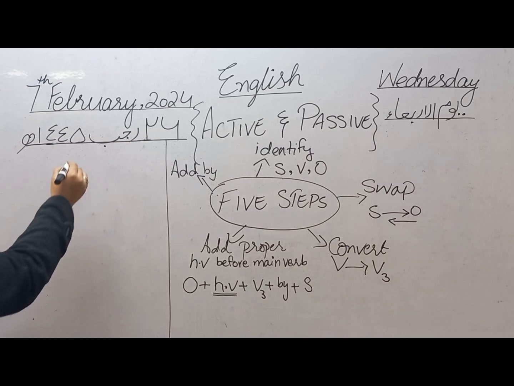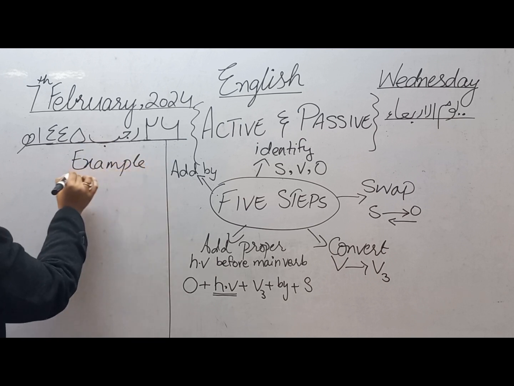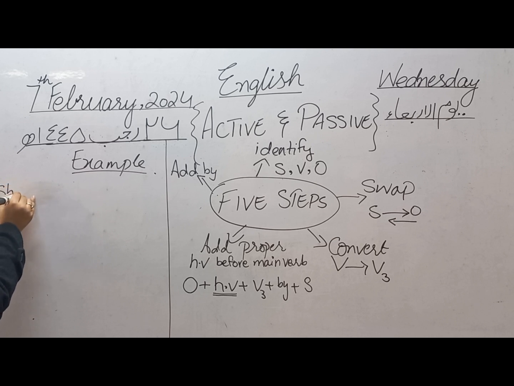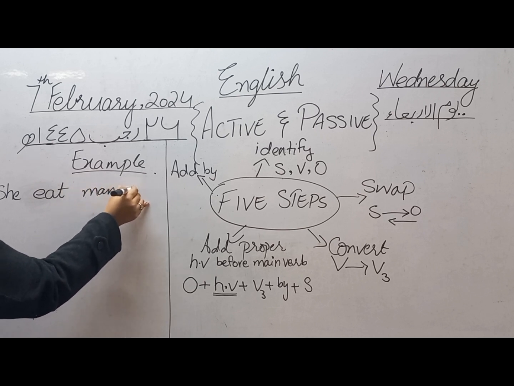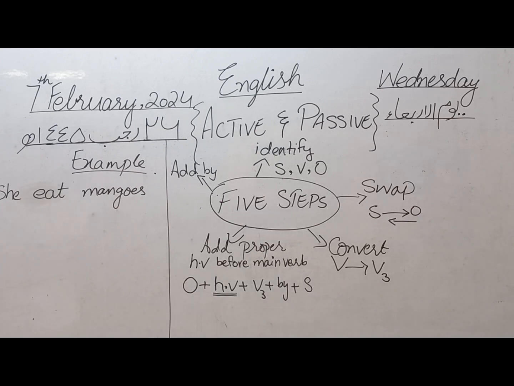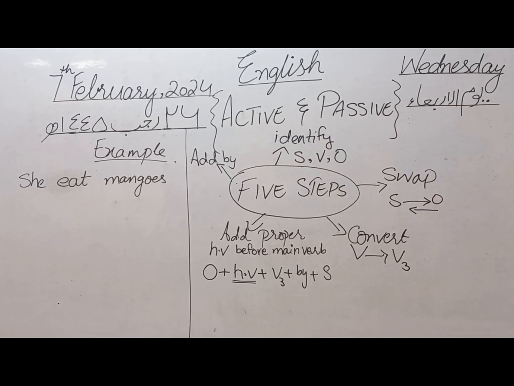So the first example, "She eat mangoes." For example, I have taken just a simple sentence so that you can learn easily. So first step, what is the first step? Correct. Identify subject, verb and object. So who will tell me what is the subject in this sentence? She eats mangoes.